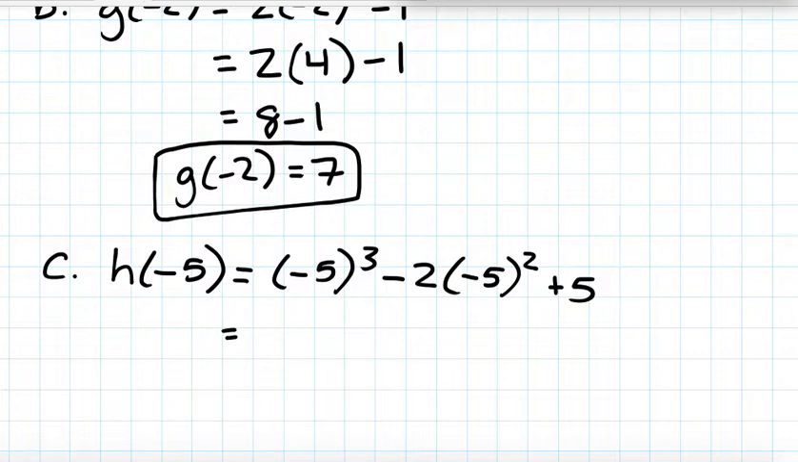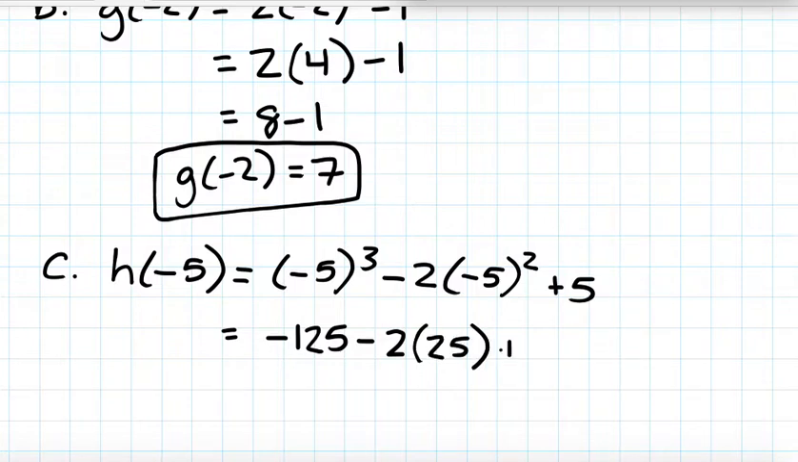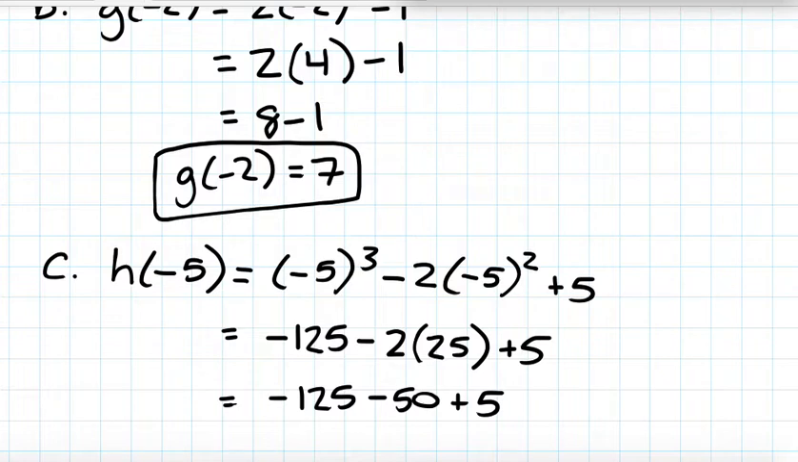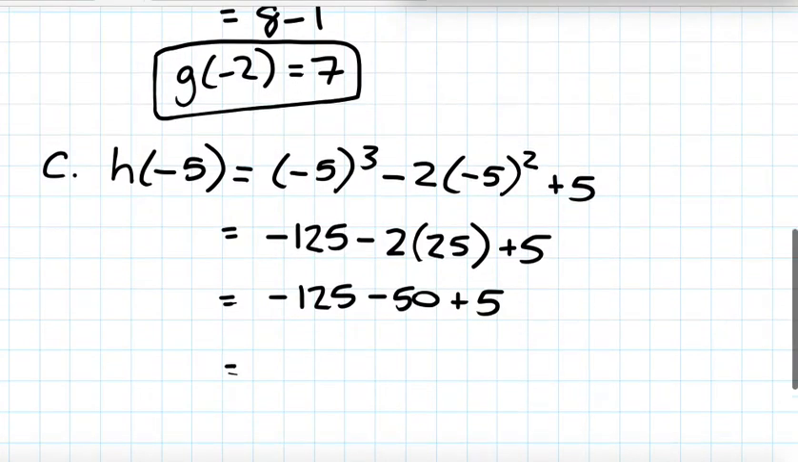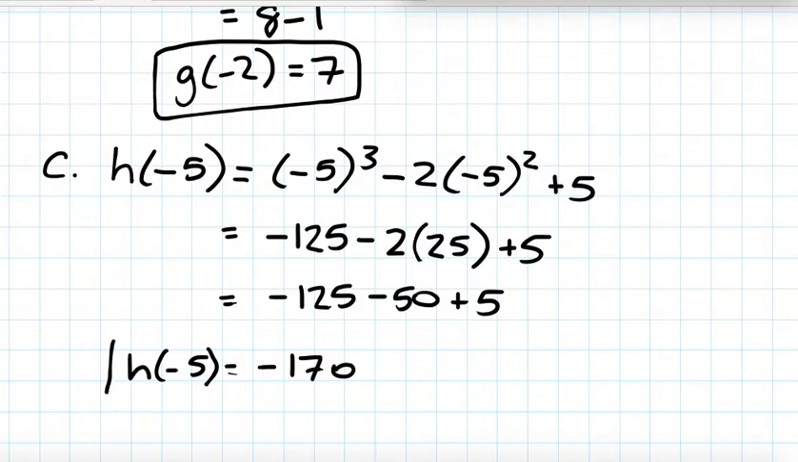So if I do negative 5 to the third, that's negative 125. I have to be careful here because, again, I want to do exponents before multiplying, so I need to do that negative 5 squared first and get positive 25, and then plus 5. So this will be negative 125 minus 50 plus 5, and if I add all those together, I get negative 170. So h of negative 5, the value of the function for r equals negative 5, is negative 170.